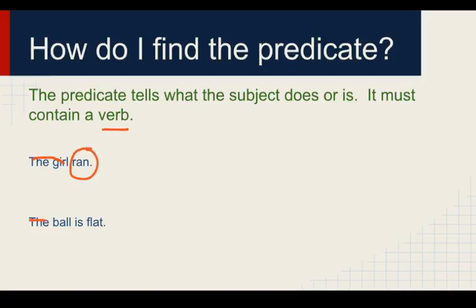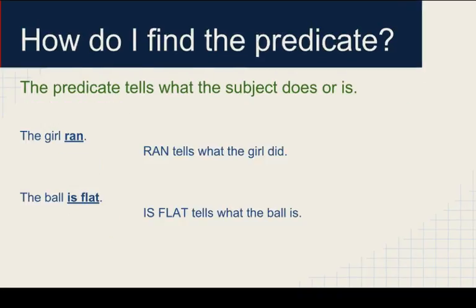We already decided that the ball was our subject in the second sentence. And so what does the ball do? The ball is flat. So is actually a be verb, to be, and therefore it is a verb, even though it doesn't seem like much of an action. How do you find the predicate? Predicate tells what the subject is or does.